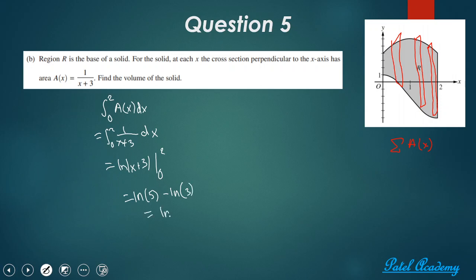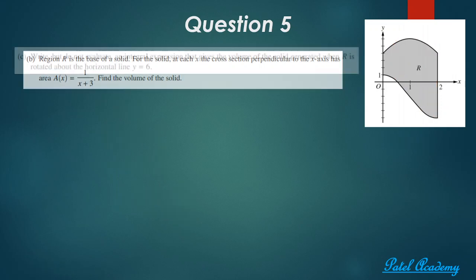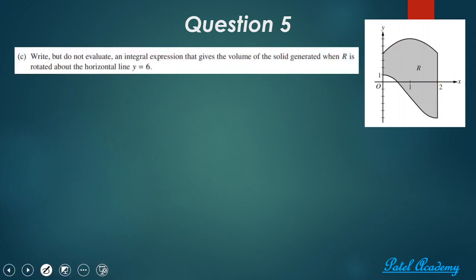And then in this case, I like to use my log properties to combine this and get a final answer of ln of 5 over 3. Very simple question. People often think that volumes are extremely challenging. Sometimes they can be conceptually. This next question especially will be conceptually. But for this particular example where you're given the cross-sectional area, it's an extremely easy problem. Extremely free marks. Alright, part C.